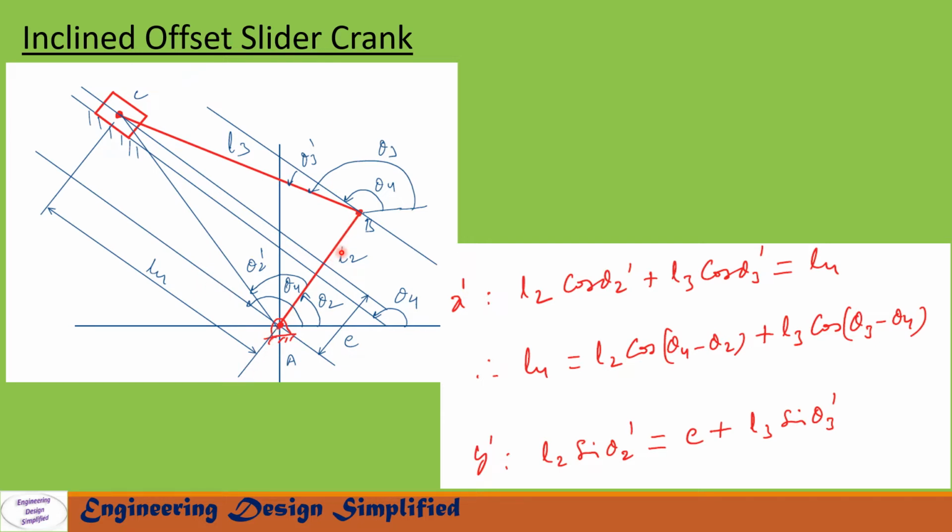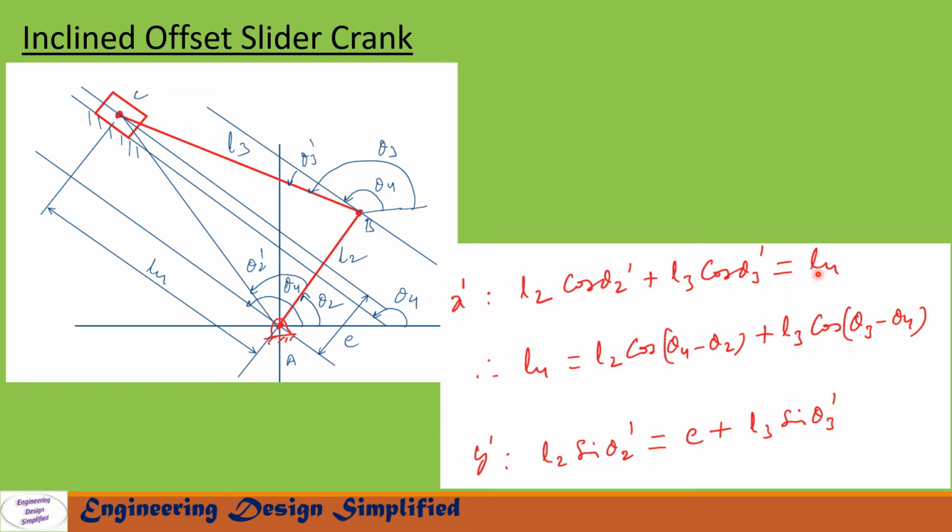Now let us write displacement equations along x prime axis. So along x prime axis we have L2 cos theta 2 prime, that is this length, plus L3 cos theta 3 prime, that is this length, equal to L4. So here I have used plus because in the first quadrant cos theta 2 prime will be positive, in the second quadrant it will be negative. So this will take care of the sign.